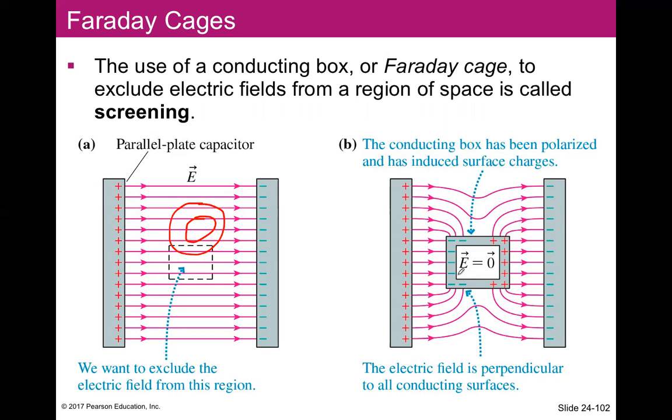And later on, we will learn that not only electric fields, but also other signals can be screened. For example, if you put your phone in a metal cage or metal box, then the box will screen the signal, because the signal of your cell phone or any other wireless signal is simply some effect of electric and magnetic signals, so they can be screened.